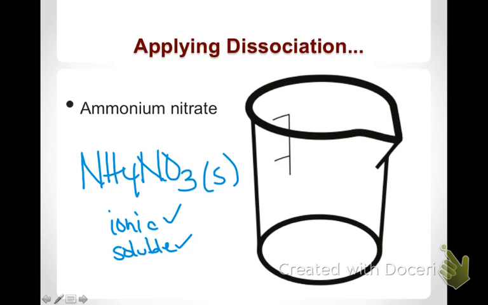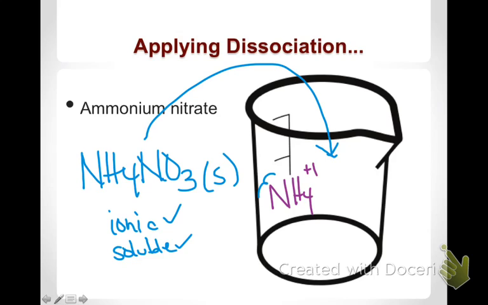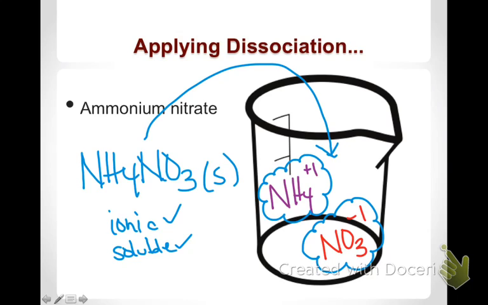The difference between this and our one before is we have polyatomic ions. And so I just wanted to show you that when that goes into solution, those polyatomic ions are going to stay intact. So what we would get here is the NH4, the ammonium ion, all sticking together in its sphere of hydration. And we would get the nitrate ion in its sphere of hydration. And those polyatomic ions there are going to be sticking together.